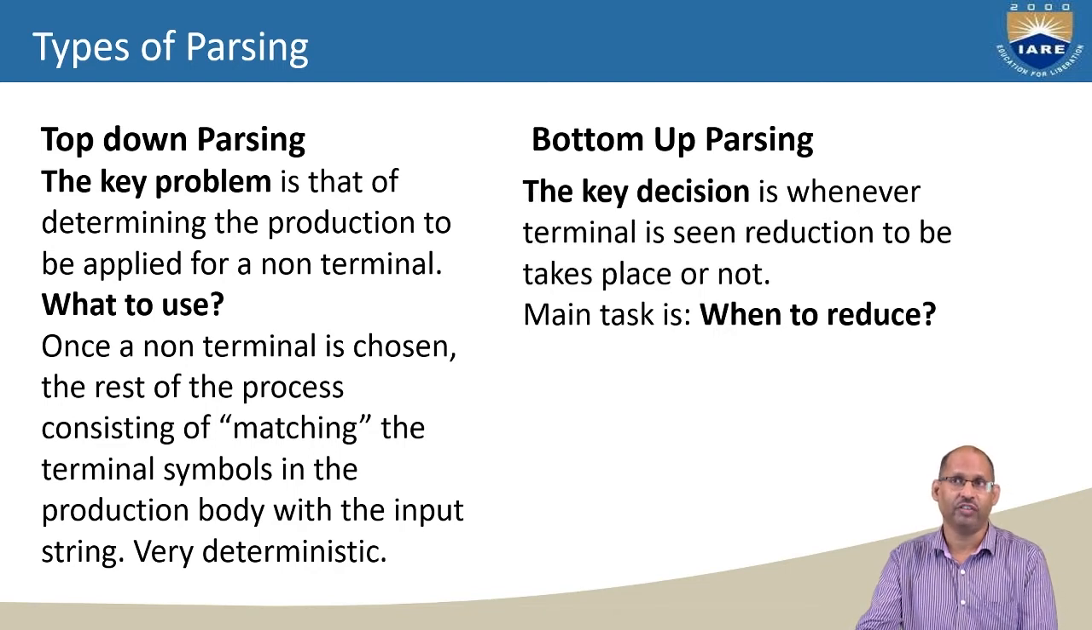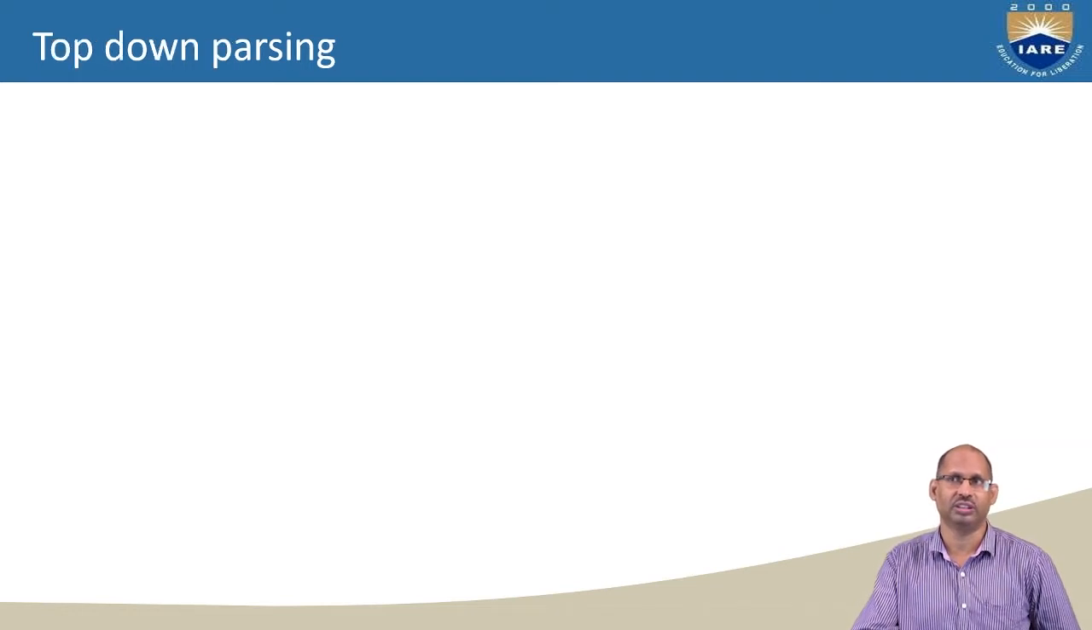Here, if we consider bottom-up parsing, the first thing is whenever a terminal is seen, whether a reduction takes place or not. In top-down, we have to select which non-terminal is to be replaced. Here, in the bottom-up, the first task is which terminal string is to be replaced, right? Then, when to reduce.